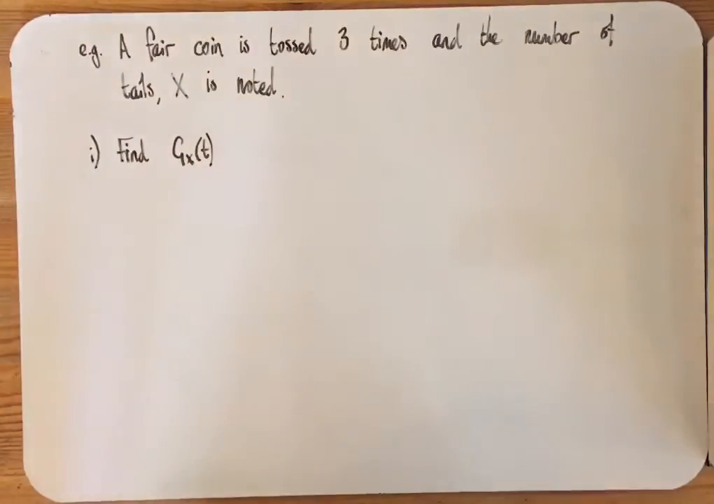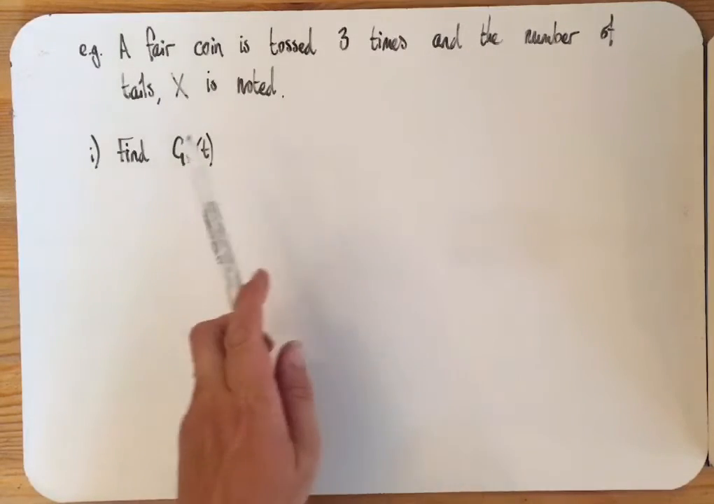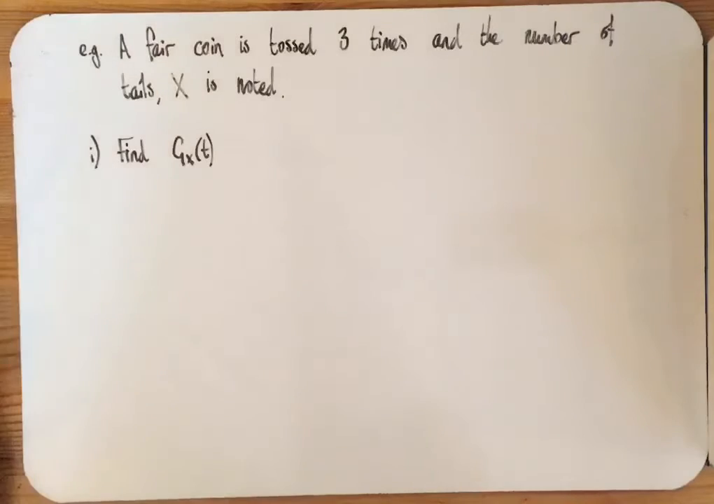Okay, so here's an example involving finding the expectation and the variance from a probability generating function. We've got a fair coin tossed 3 times and the number of tails x is noted. And we want to first of all find the probability generating function of x.